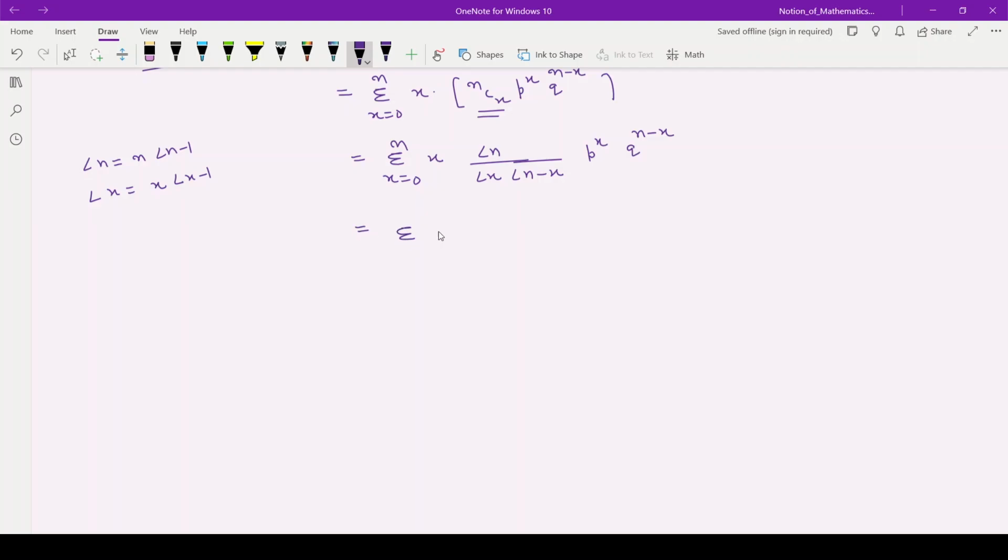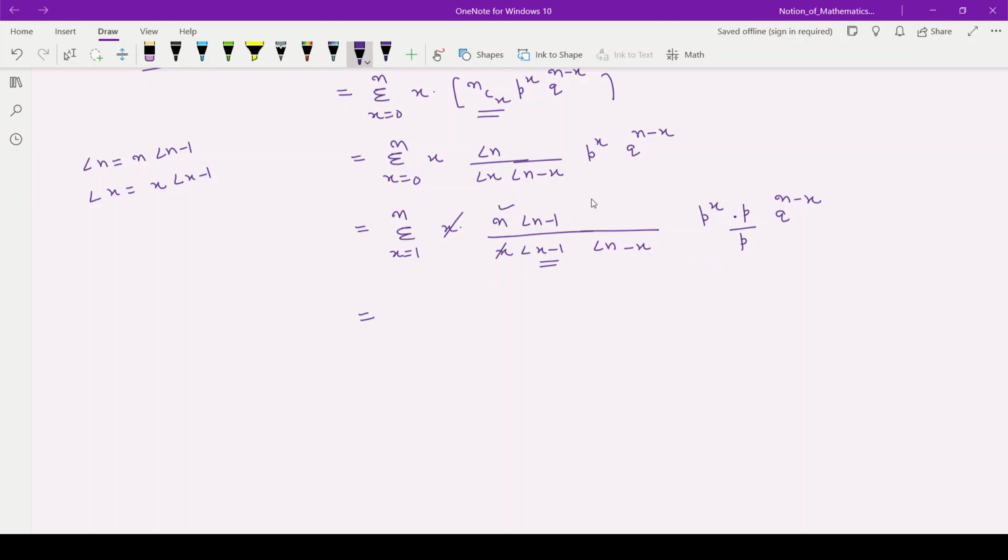So it will be summation x into n into factorial n minus 1 upon x into factorial x minus 1 and factorial n minus x and p to the power x and q to the power n minus x. Since factorial x minus 1 is there, now this summation will be starting from x equal to 1. So this x and x will be cancelled out, and here I will multiply with p and divide by p in order to make a formula.